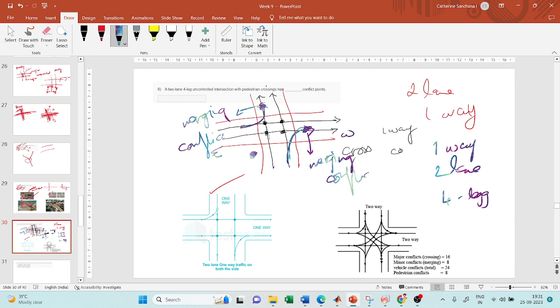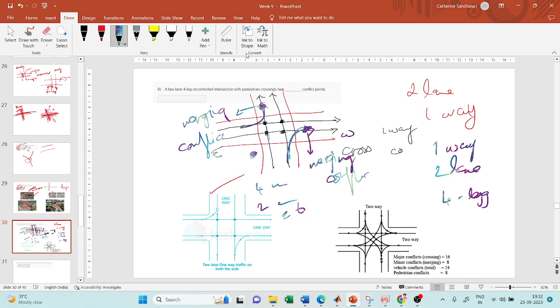Okay. So in order to reduce the conflict points, they have a number of options which we will see later. So for a one-way, two-lane, four-legged uncontrolled intersection, how many conflict points are there? We have four major conflict points and two minor conflict points. So the total number of conflict points is 6. So this is just an example.